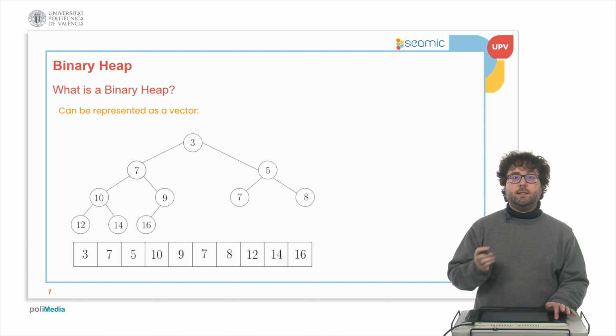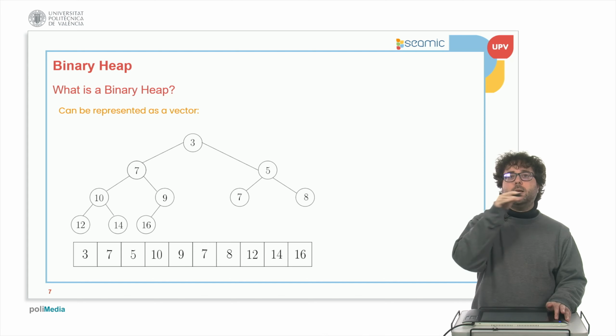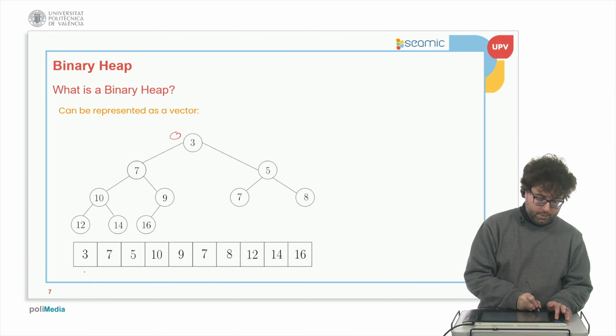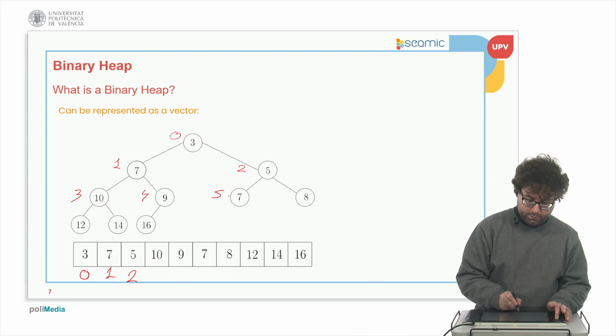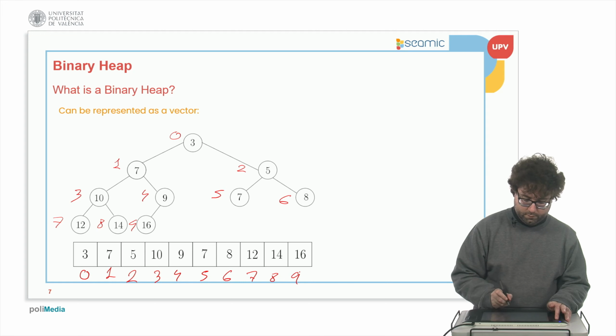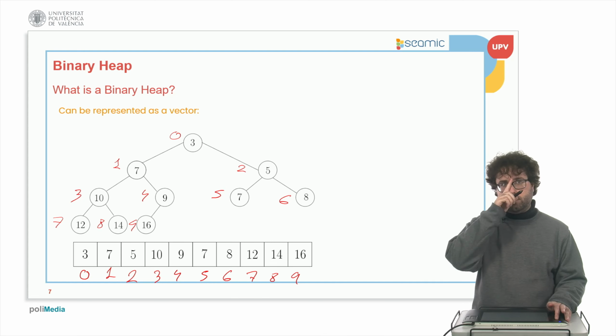Finally, as I mentioned, it can easily be represented as a list just by going through the tree level by level from left to right. So in this case, the root will be the first position of the list. Then at the next level, we have positions 1 and 2, then 3, 4, 5, 6, and finally positions 7, 8, and 9. Of course, this can be adapted to as many elements as the tree contains.